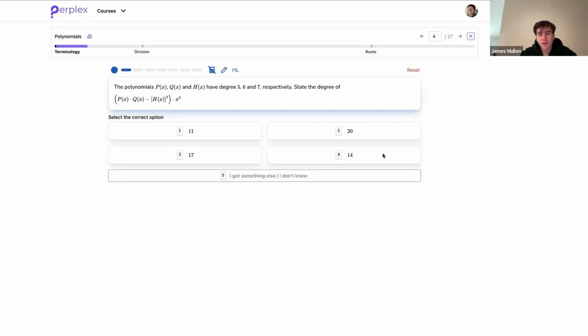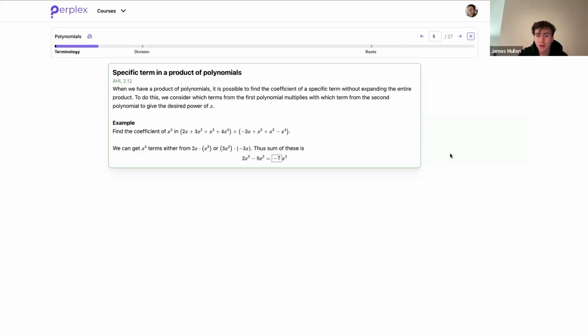So if P, Q, and H have degrees 5, 6, and 7, respectively, then P times Q is going to have a degree of 5 plus 6 is 11. And then H squared is going to have a degree of 7 plus 7 of 14. Okay, so this one is bigger than the other one. So actually, the P times Q is not going to affect the degree at all. And I'm just going to have H of x squared times x cubed. And that's going to do 14 plus 3 is equal to 17. And that's option number 3.